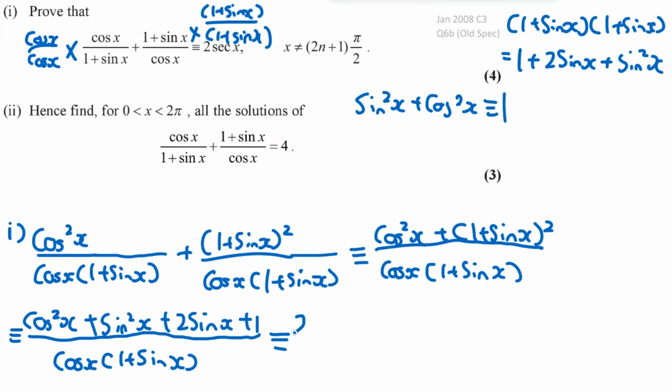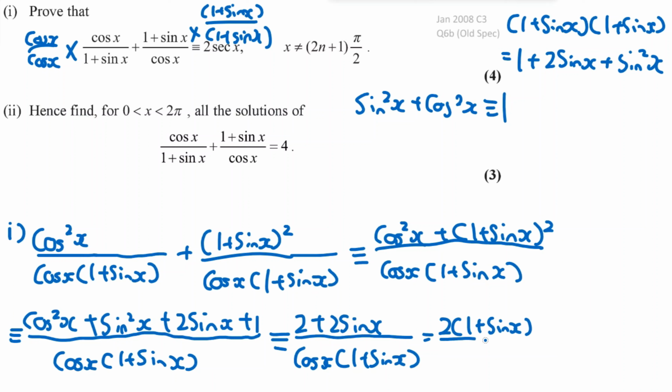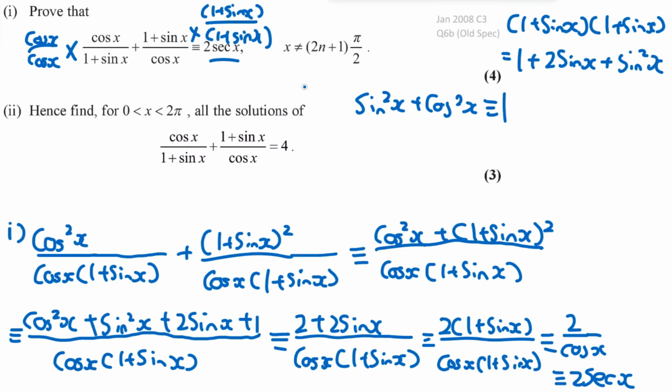So this is going to be equal to 2 plus 2 sin x, where this whole thing here is cancelled out as 1, and then this is over cos x (1 plus sin x), like this, and we can factor out the 2 up here, so this becomes 2 of (1 plus sin x) over cos x of (1 plus sin x), like this, and then we can cancel out the 1 plus sin x, so this is equivalent to 2 over cos x, like this, and this is of course equivalent to 2 sec x, like this, which is required.